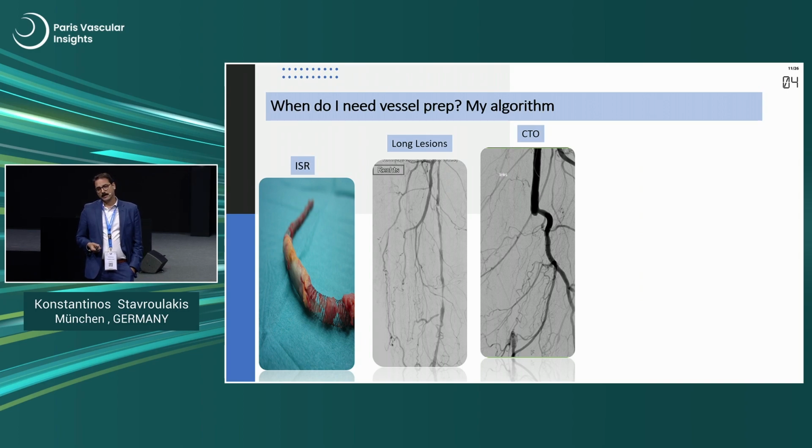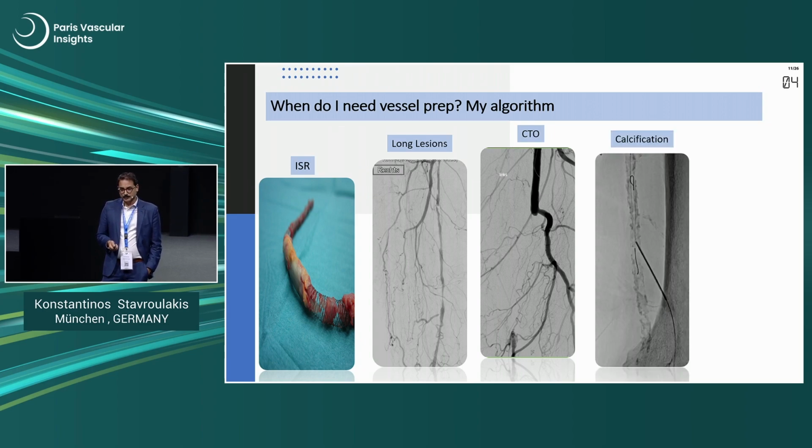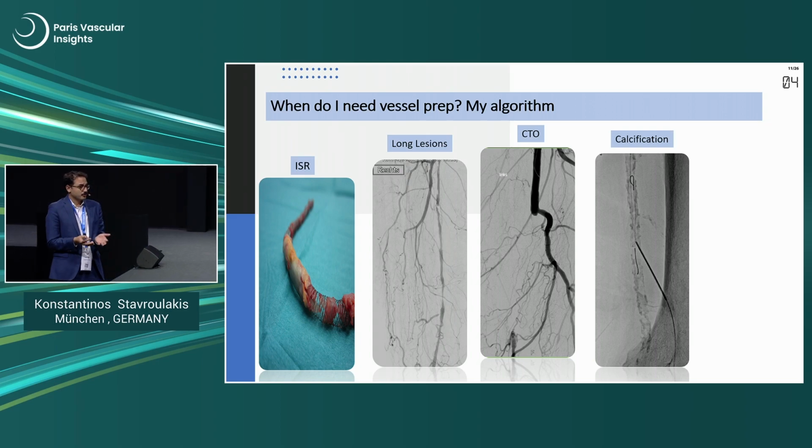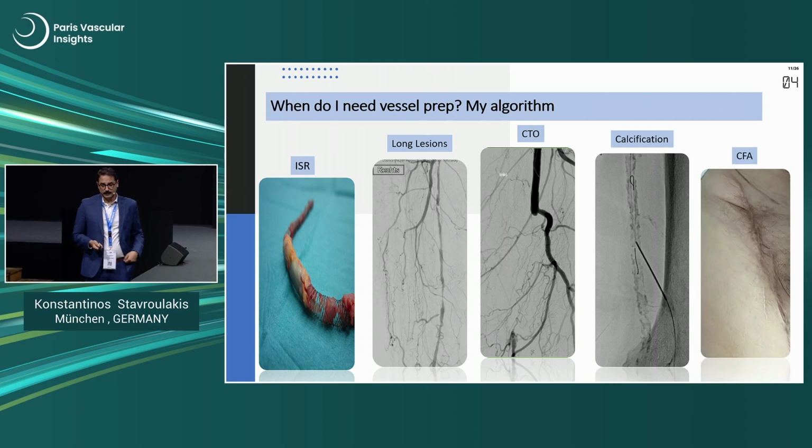CTOs: we know that in every study, especially every drug-coated balloon study, when CTOs were treated, preparation with POBA was associated with increased risk for bailout stenting. Calcification is also a very important indication because most of the time the vessel will not respond to plain balloon angioplasty. And of course, areas where I want to avoid a stent, for me the most clear indication is the groin.